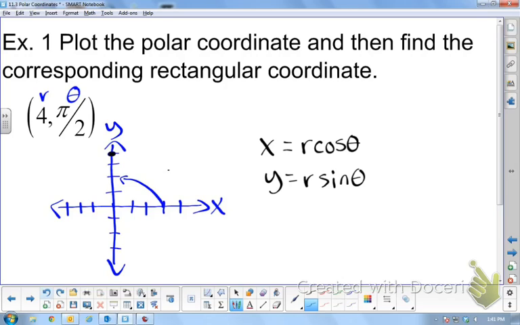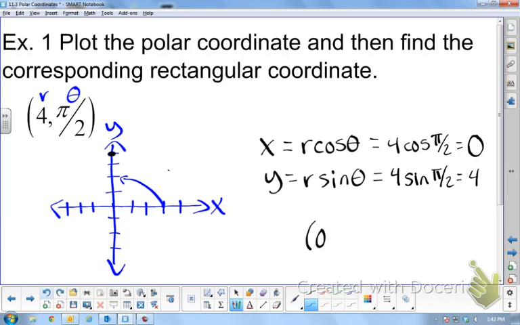So what would I replace r with? 4. And what would I put in for theta? Pi halves. Which gives us 4 cosine pi halves. Cosine of pi halves is 0, because cosine is the x value. Then for y, 4 sine pi halves is 4 times 1, which is 4. So our rectangular coordinate is 0, 4.